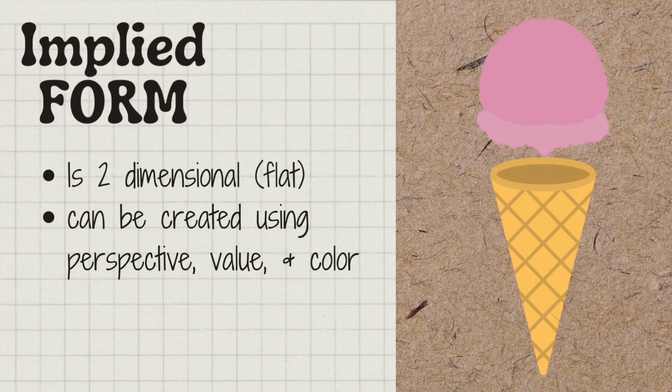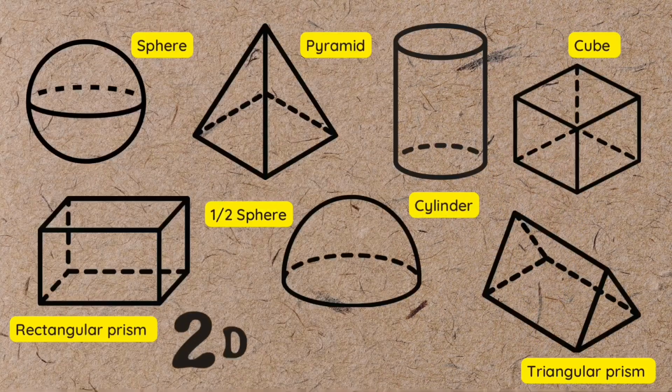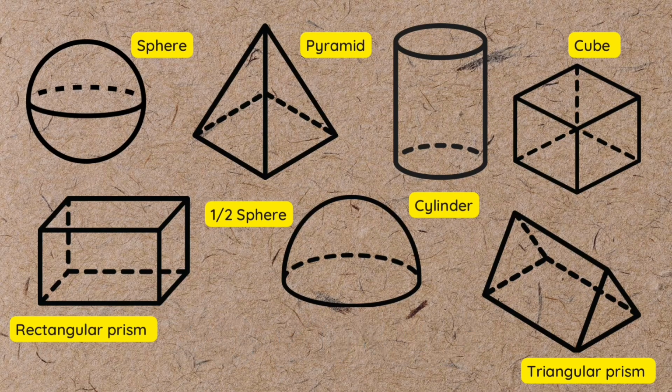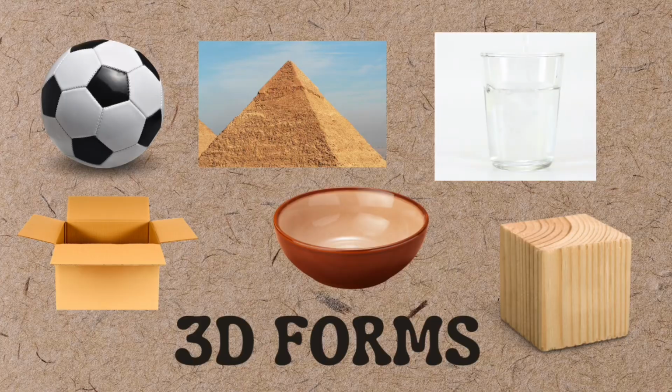In contrast, implied form is two-dimensional or flat. It can be created using perspective, value, and color changes. Some two-dimensional implied forms include sphere, pyramid, and cube. Three-dimensional real forms are all around us.